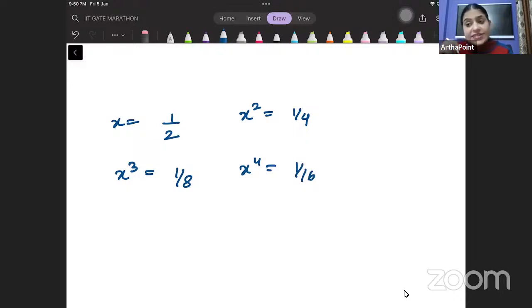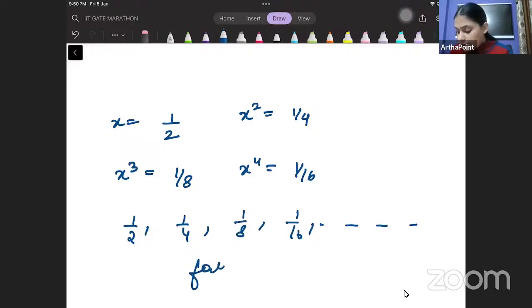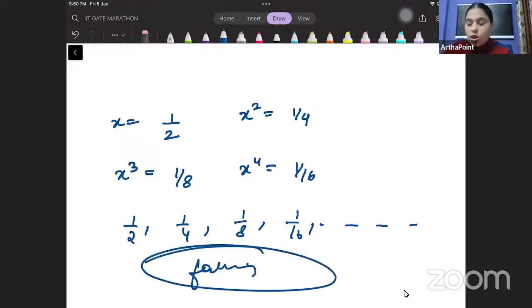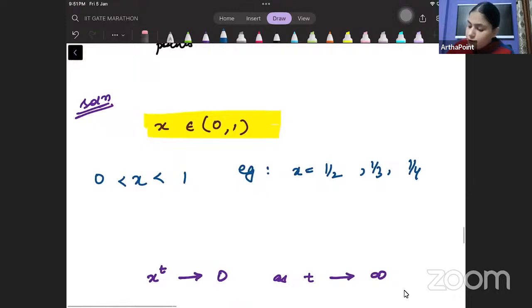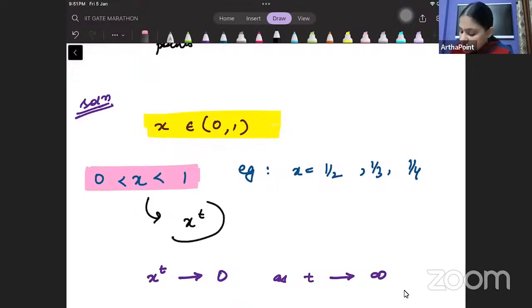So can you see that it is decreasing: half, then 1 divided in 4 parts, 1 in 8 parts, 1 in 16 parts, and so on. It is falling. It is decreasing. So as the power continuously increases, your value will keep decreasing and it will approach 0. It will become very, very close to 0. So when x is between 0 to 1, we notice that x to the power t, beta, is approaching 0.